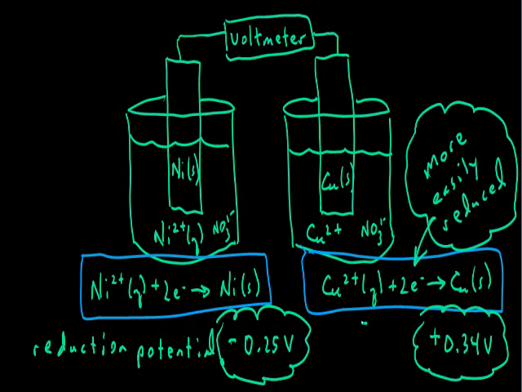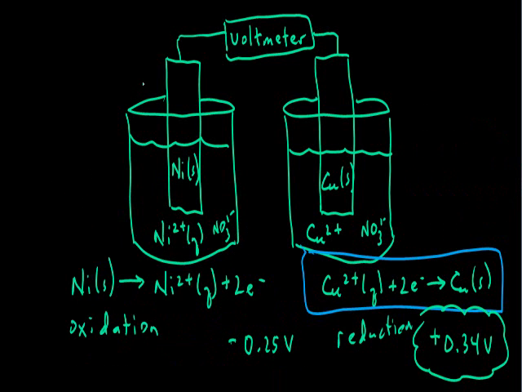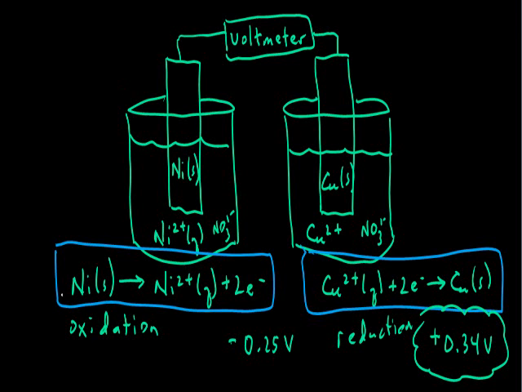Consequently, the copper reaction will stay as our GER, or our reduction half reaction, whereas the nickel reaction, we're going to have to take that and flip it and turn it from a GER into our LEO to make that our oxidation half reaction. Now that we've taken the nickel reaction and flipped it, this half reaction represents our process of oxidation.